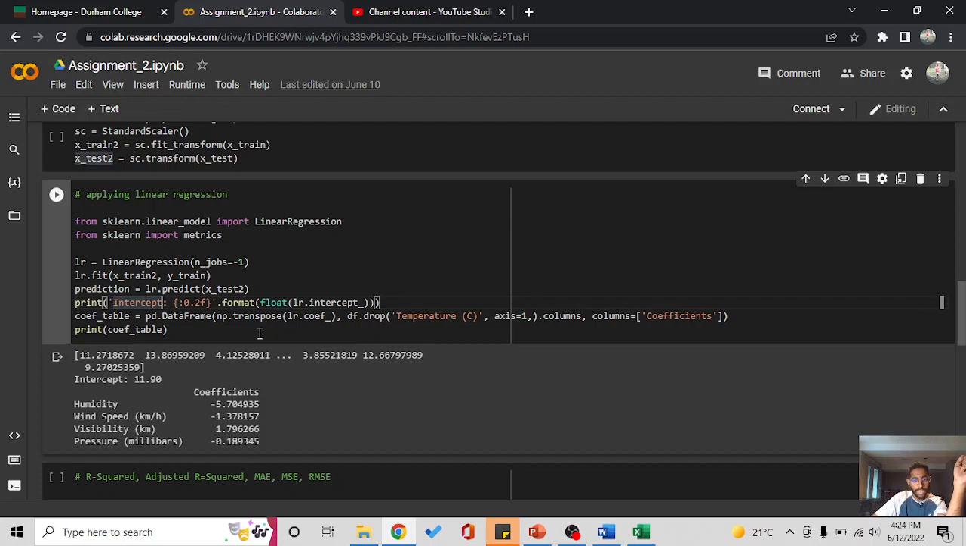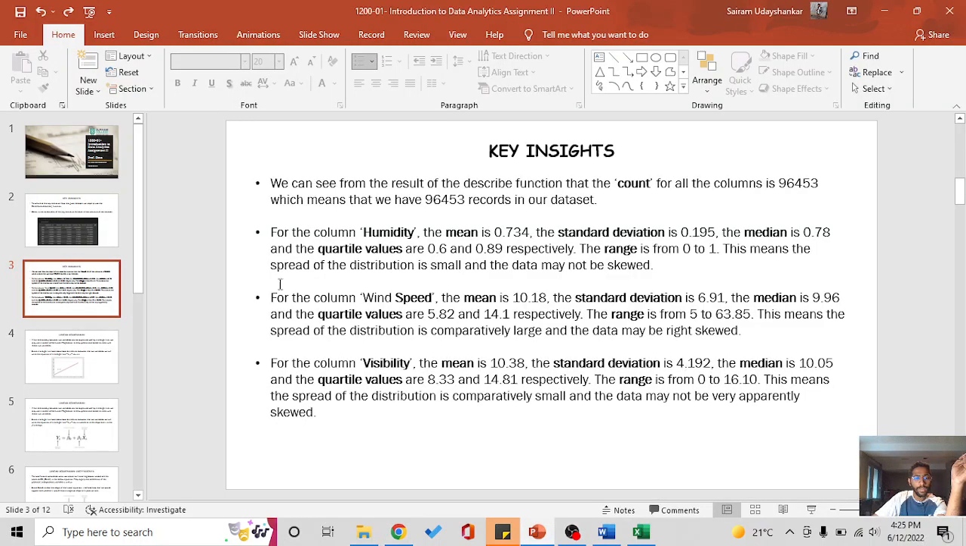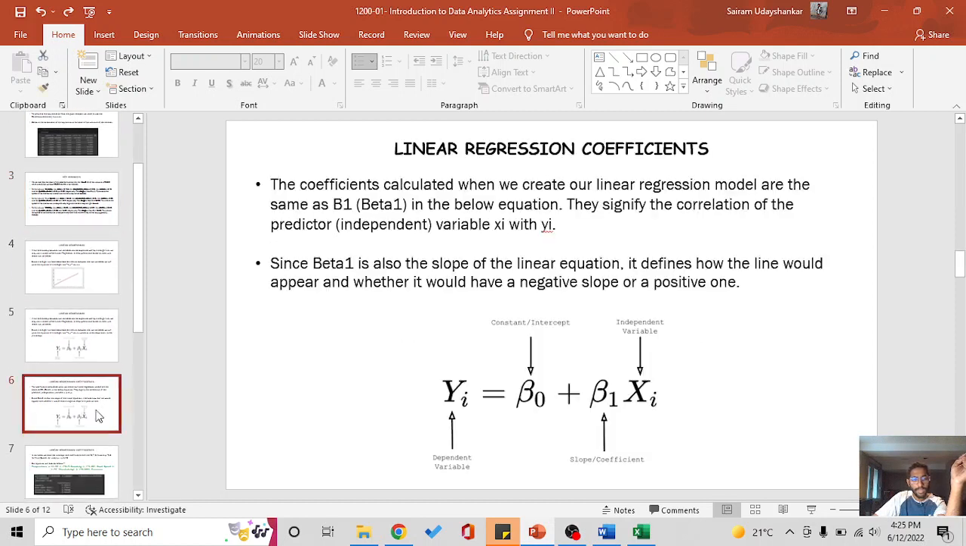We're going to go ahead and print all these coefficients. So again, as I told you, the coefficients are nothing but the slopes for the lines. So these are the coefficients.